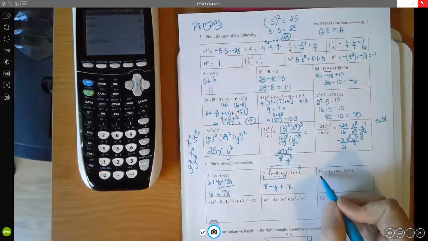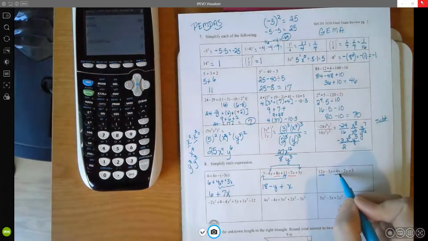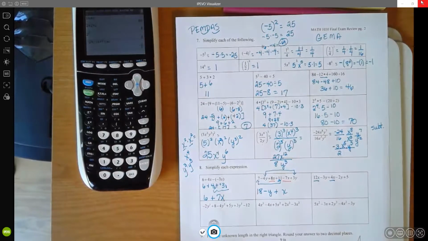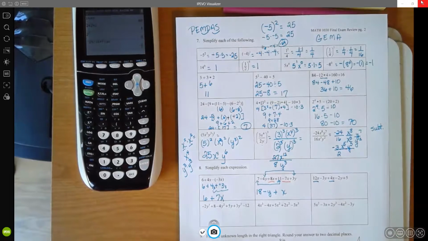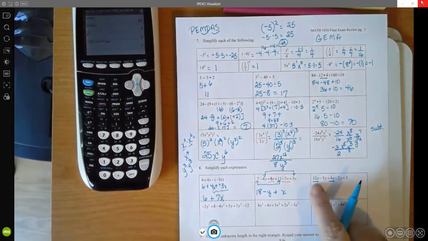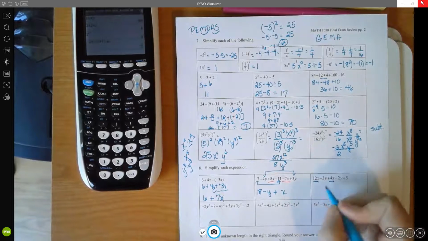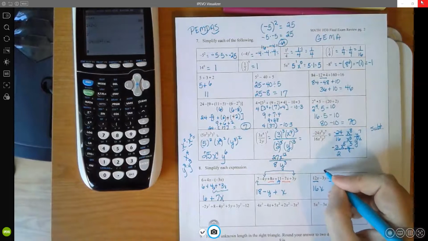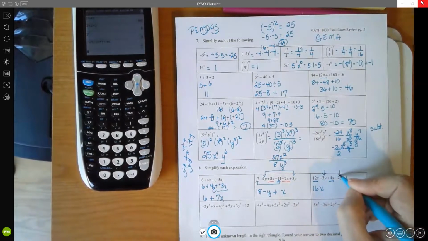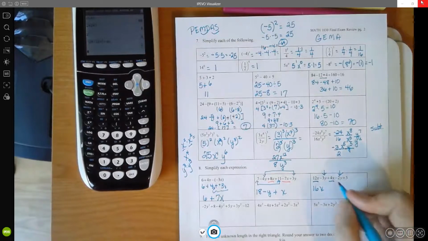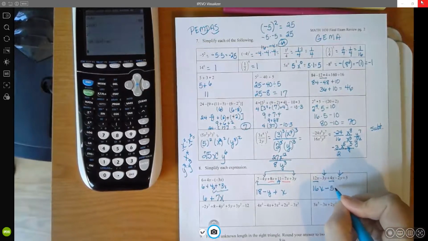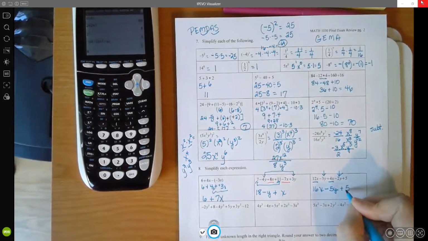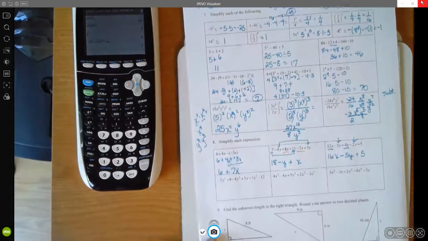In the next problem, there's my 12x, there's my 4x. So those are like terms. So 12x minus 3y plus 4x minus 2y plus 5, my first like terms would be the 12x and the 4x. They're both positive, so that would give me 16x. Then I've got a 3y and a negative 2y. They're both negative, so that would give me minus 5y. And then the plus 5 has no like terms, so it comes down as is.